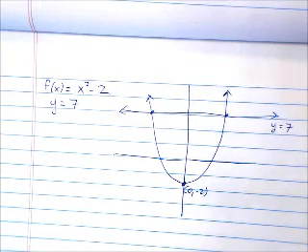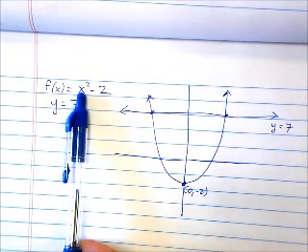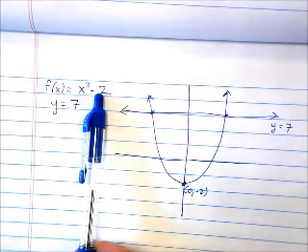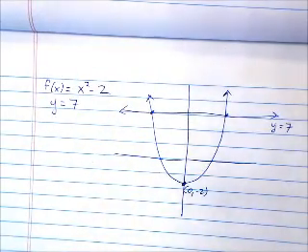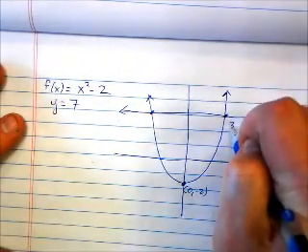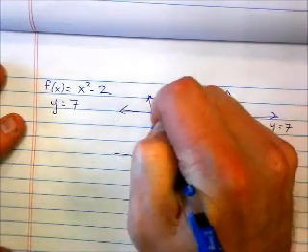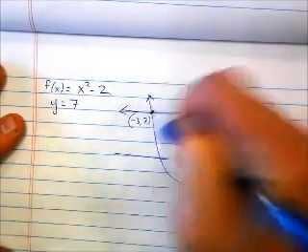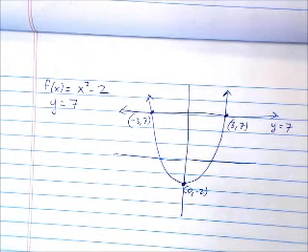How about 3? Because 3 squared is 9. 9 minus 2 is 7. You actually made it. You picked a good number. All right. 3, 7. Negative 3, 7. I was thinking it was somewhere in the 2s.